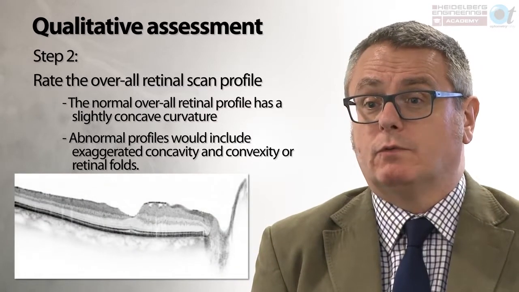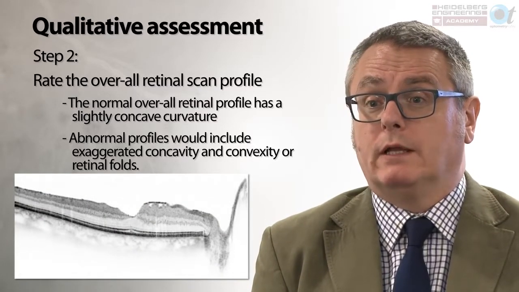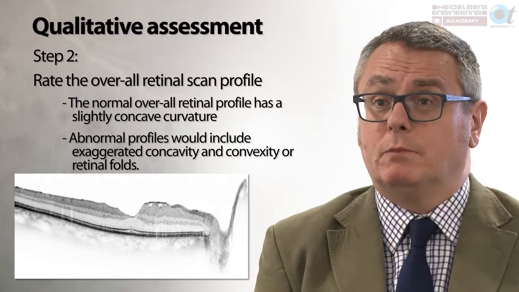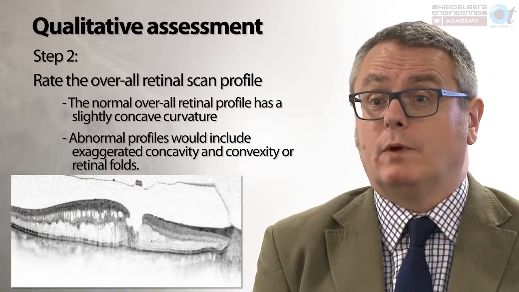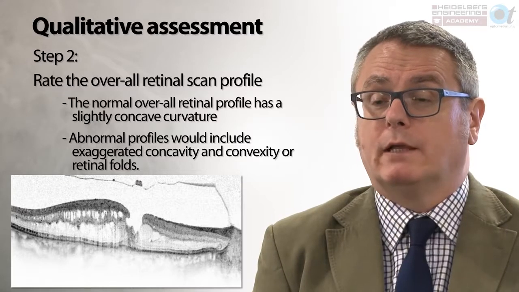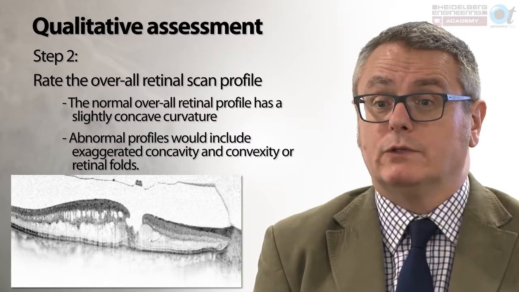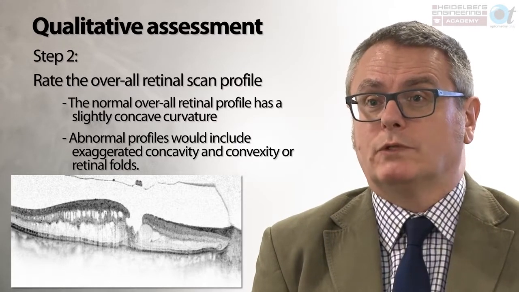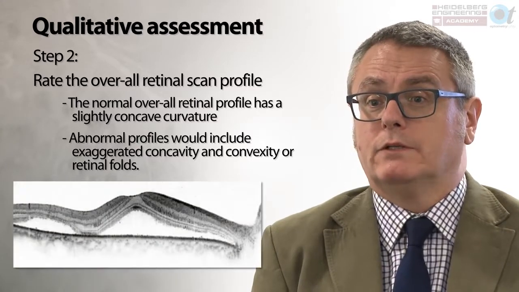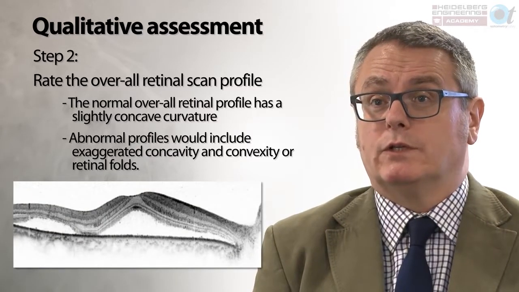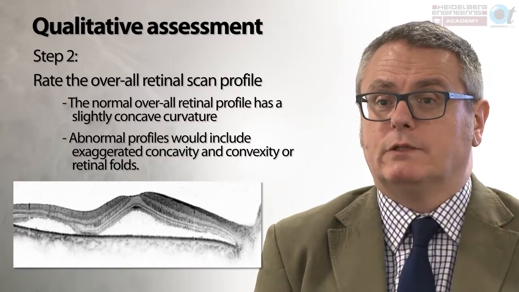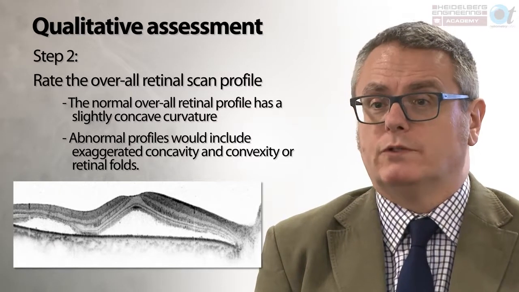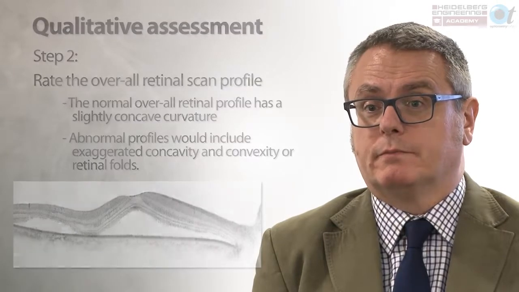In this instance, we've got epiretinal membrane and associated retinal thickening. Very simply, the scan looks abnormal. Again, another example where we've got a patient with macular edema secondary to branch retinal vein occlusion. Again, an abnormal scan profile. Central serous retinopathy, obviously causing a neurosensory detachment, and again, an abnormal scan profile. So this is a very simple assessment whilst you're acquiring the images.